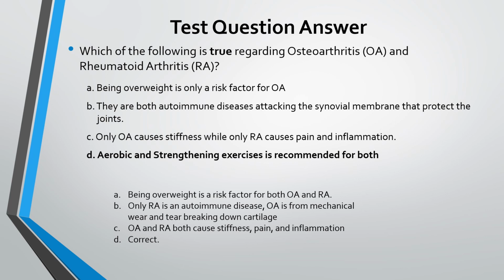Second one, B is incorrect because only rheumatoid arthritis is an autoimmune disease. Osteoarthritis is from the mechanical wear and tear, breaking down the cartilage. C is incorrect because osteoarthritis and rheumatoid arthritis both cause stiffness, pain, and inflammation.